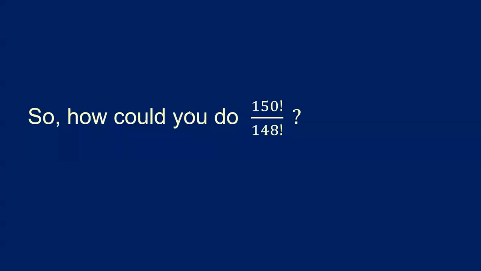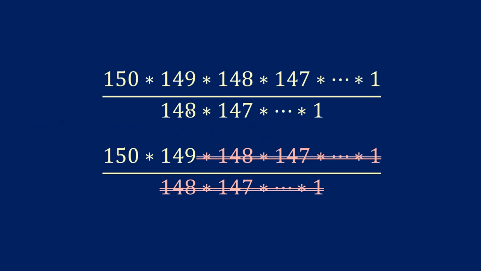So you might want to take a minute and maybe pause the video and see if you can do 150 factorial divided by 148 factorial. If you do that, you'll have just 150 times 149, and you get a relatively small answer, 22,350.